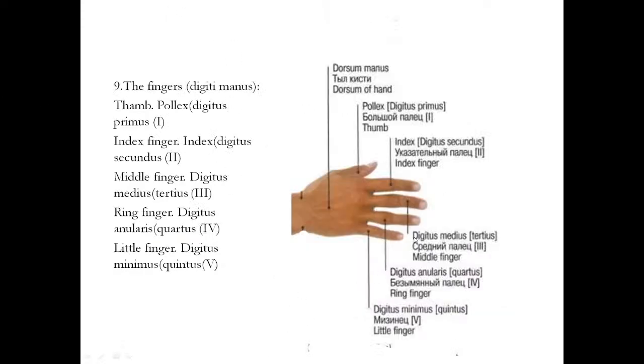What you see, this is the finger, digiti manus. The thumb, pollex, digitus primus, digitus secundus, digitus medius, digitus annularis, in English the middle finger and the ring finger, and this is digitus minimus. This is Latin and English.